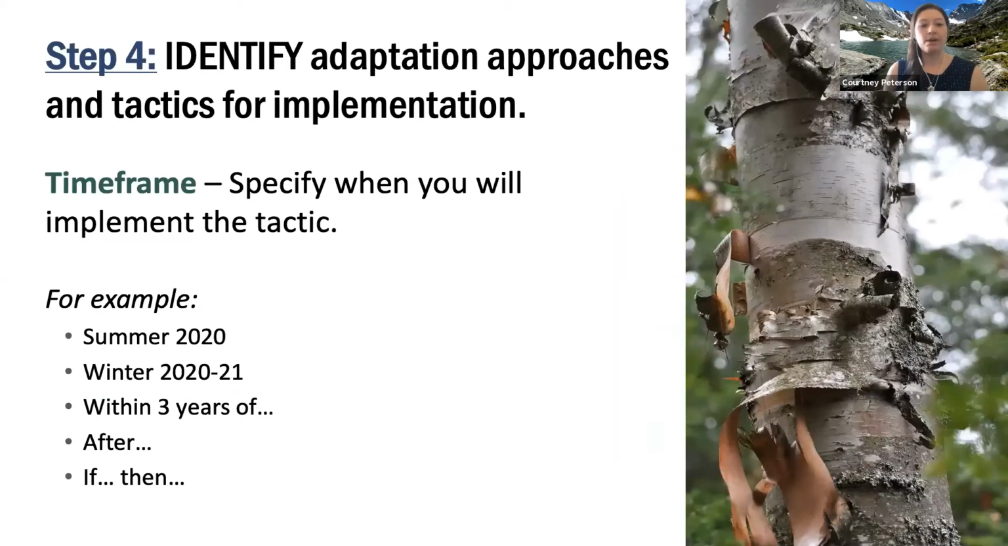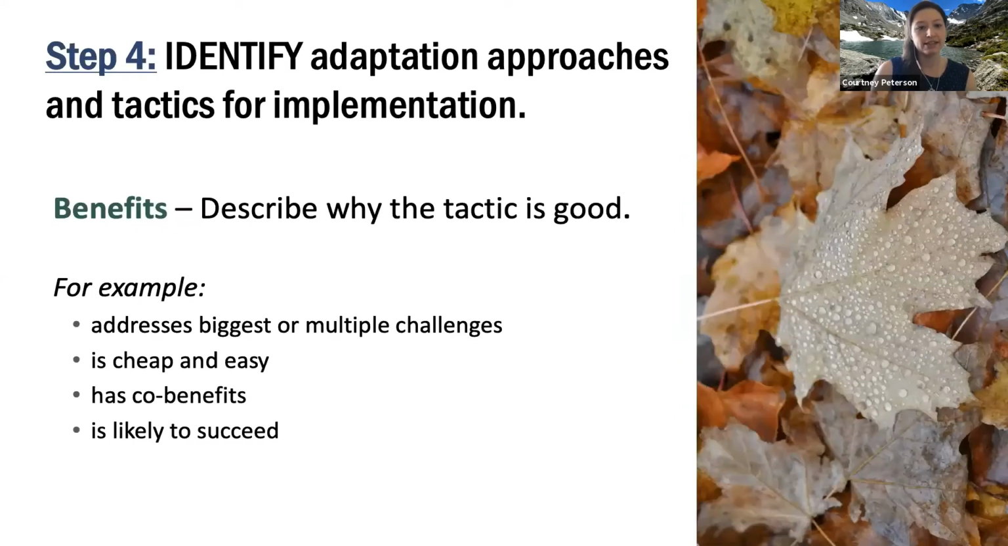And then we also want you to specify your time frame. So when are you going to implement the tactics, whether it's going to be doing a harvest in the winter of 2021, or maybe within 3 years, you really want to start doing some planting, or maybe you need to do some site prep and then do some planting. All of those are different options you consider for specifying those time frames for your adaptation tactics.